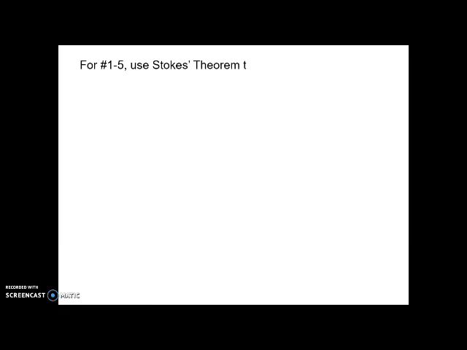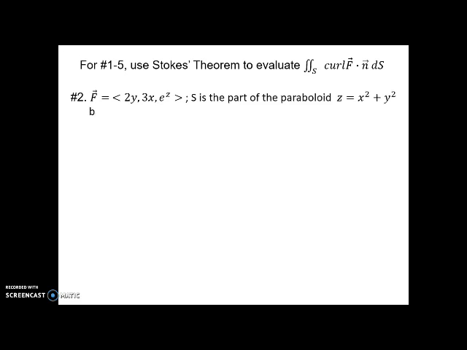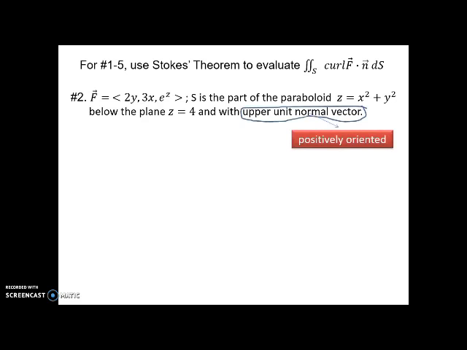Okay, some examples. In 1 through 5, use Stokes theorem to evaluate this double integral of curl dot n ds. Okay, so if they want us to use Stokes theorem to evaluate the double integral, that means they want us to use the line integral. Okay, so for number 2, here is our vector field, and S is the part of the paraboloid z equal x squared plus y squared below the plane z equal 4, and with upper unit normal vectors. In other words, they want it to be positively oriented, and that's what we'll do.